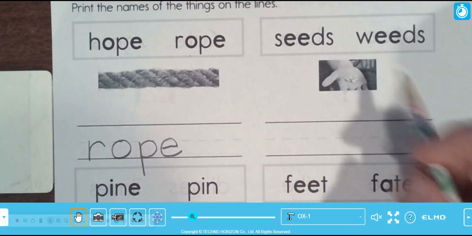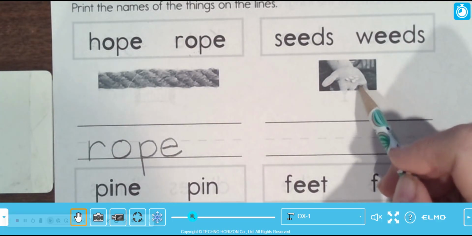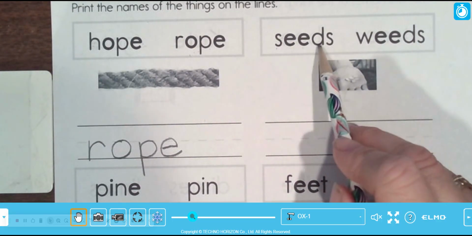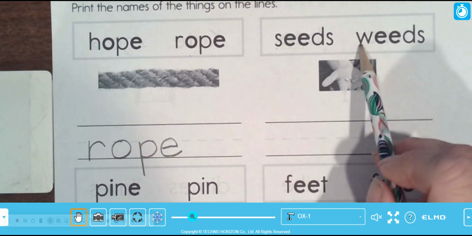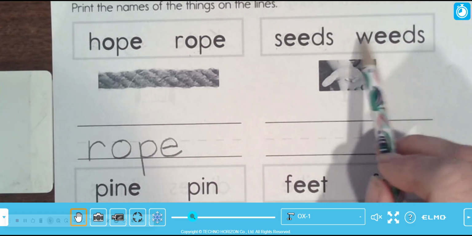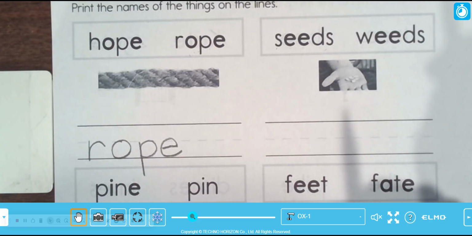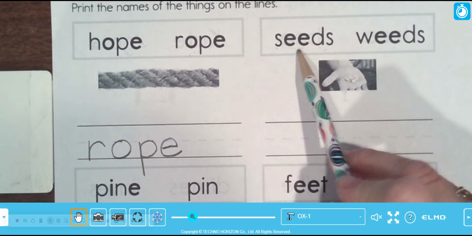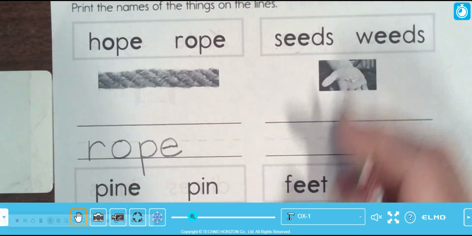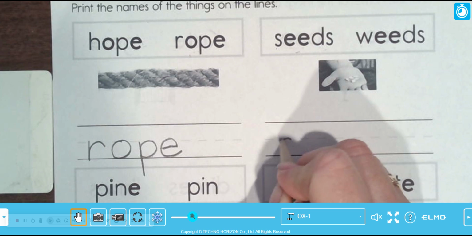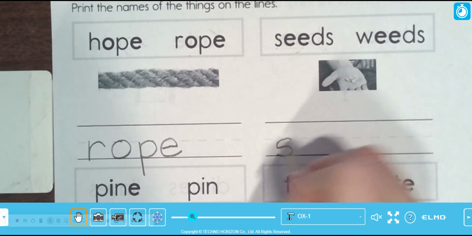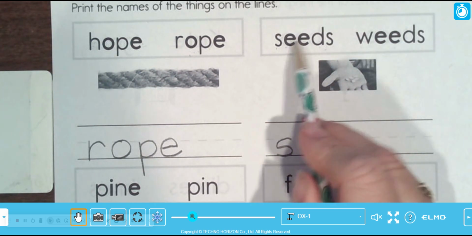Okay, now this one. See this picture right here? Does this go with seeds or with weeds? Yep, goes with seeds, right? So let's write down seeds here. Start with that S. Then the two E's.